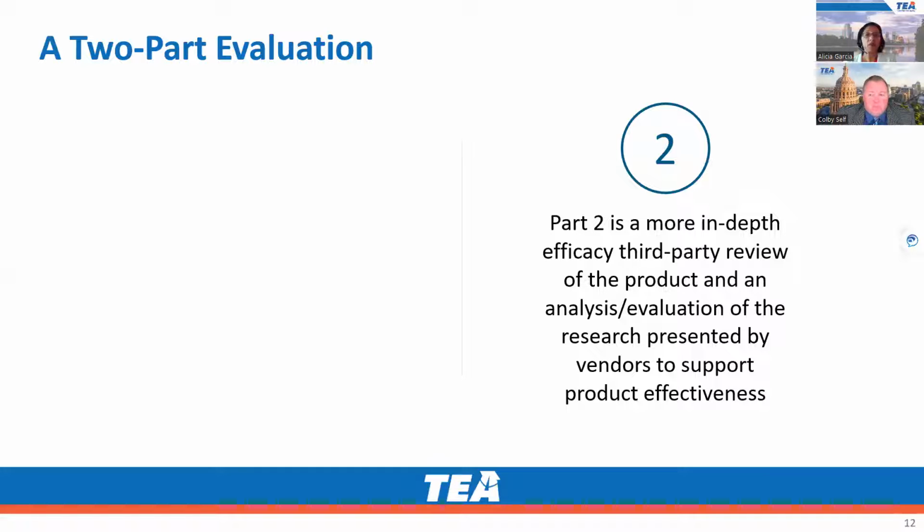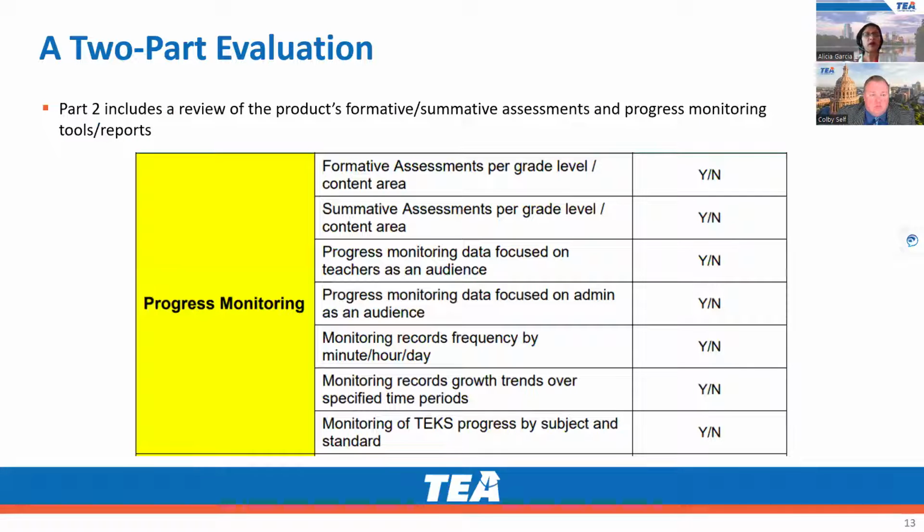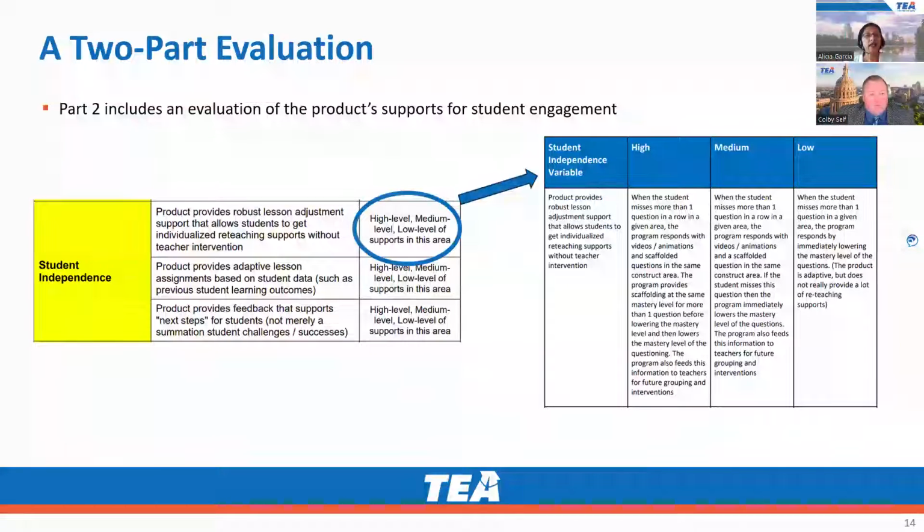For the second part, we had a third-party reviewer who analyzed what was submitted by the product. And this consisted of several components. One piece was looking at the progress monitoring tools that the product offered to students and to administrators and teachers. We also looked at the supports that the products provided for student independence, and those supports were rated as high, medium, or low. And so these included the lesson adjustment for students who are struggling, adapting the lessons based on how quickly or how slowly the students were mastering specific targets, and also did the product provide some next steps to support students as they continue to progress as they are using the product.